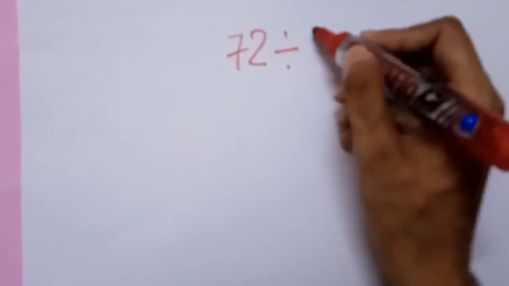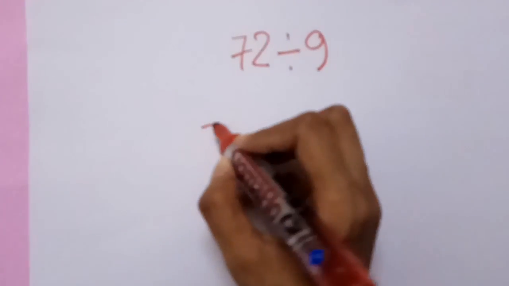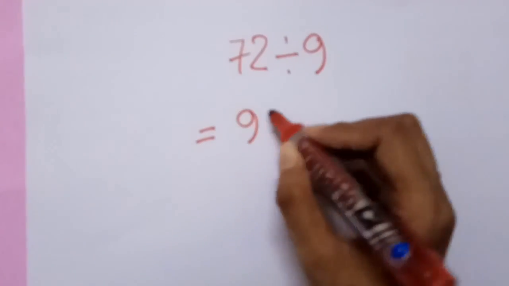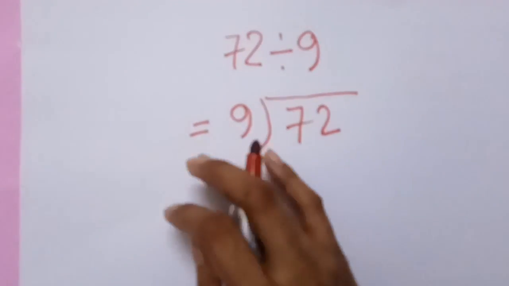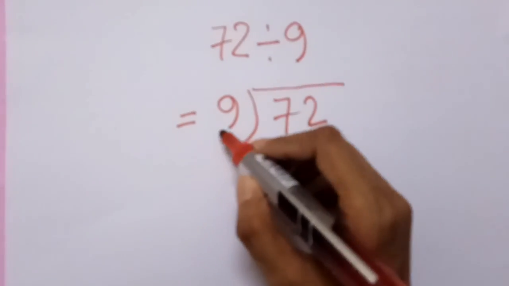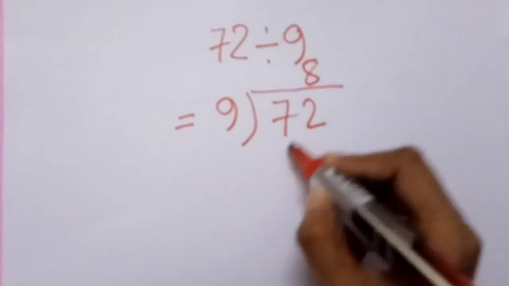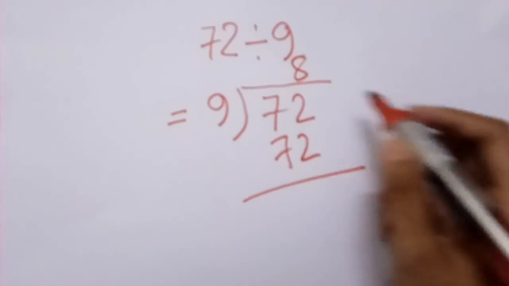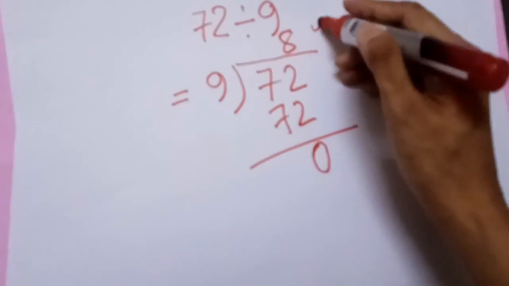Next I want to solve another math problem. Suppose we have to find 72 divided by 9. We have to write 9 and 72. Most of the time we will solve like this. With 9, we have to recite times table 9. 9 eights are 72. We will write 9 eights are 72, and 72 minus 72 is equal to 0. Then the answer will be 8.